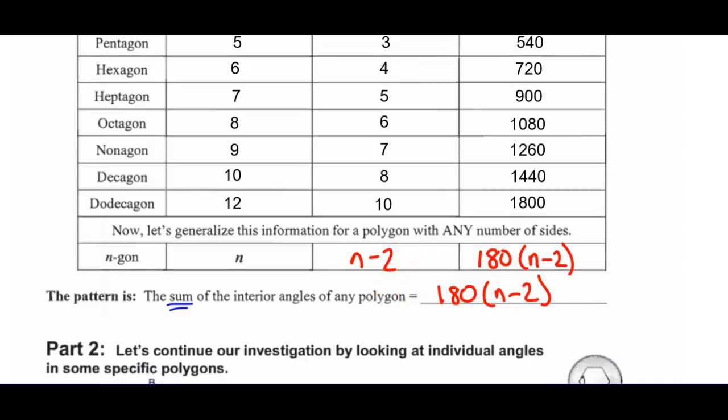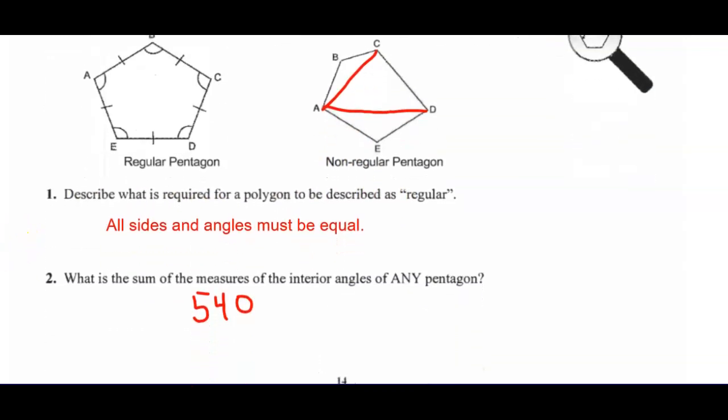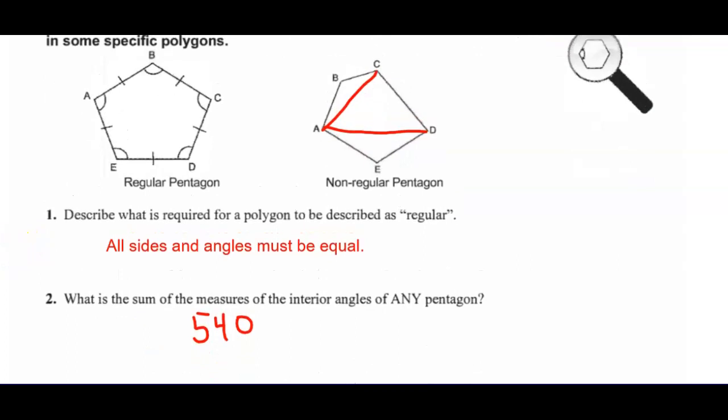All right, part 2. So we've got a regular pentagon, we've got a non-regular pentagon. And what we're trying to do here is, first off, describe what is required for a polygon of any kind to be described as regular. All sides and angles must be equal. The sum of the measures of any pentagon is going to be 540 because I can split this pentagon into three triangles. Whether it's regular or not does not change anything about the total of all the angles in the pentagon.